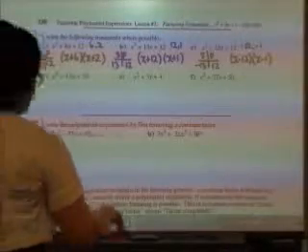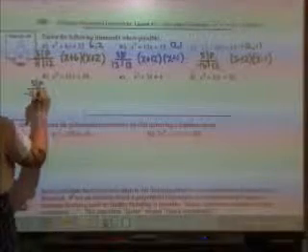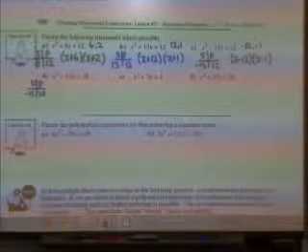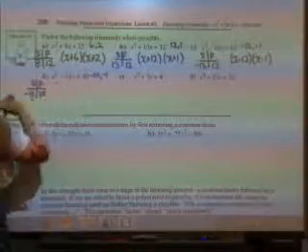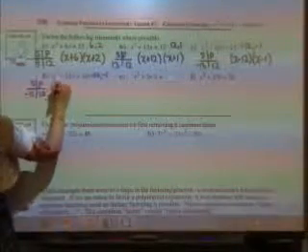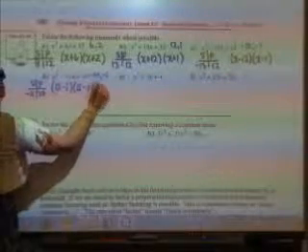Okay, D. My sum and product chart would be a sum of negative 11 and a product of 10. So two numbers that multiply to 10 and add to negative 11. Negative 10 and negative 1. So my two binomials would be X minus 10 times X minus 1.